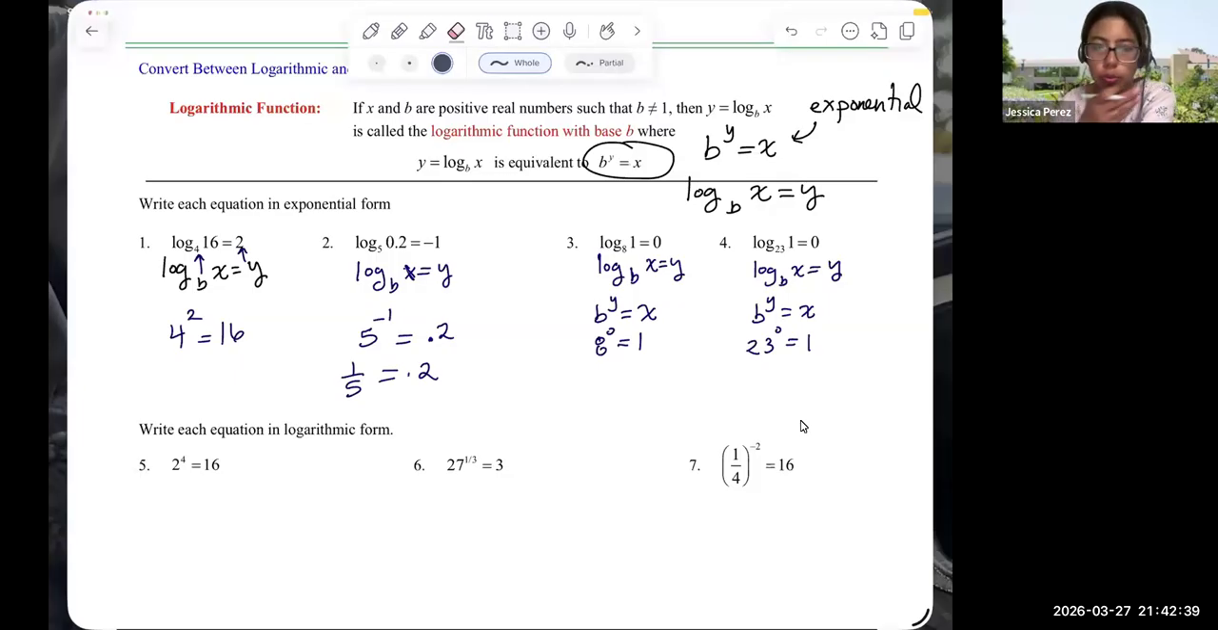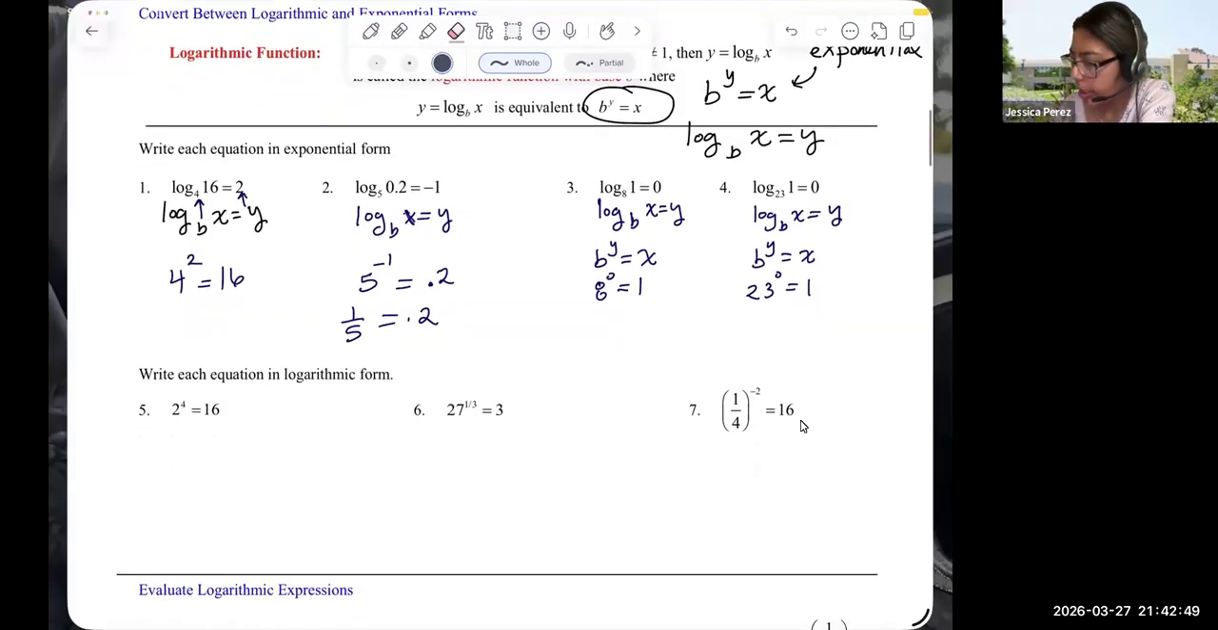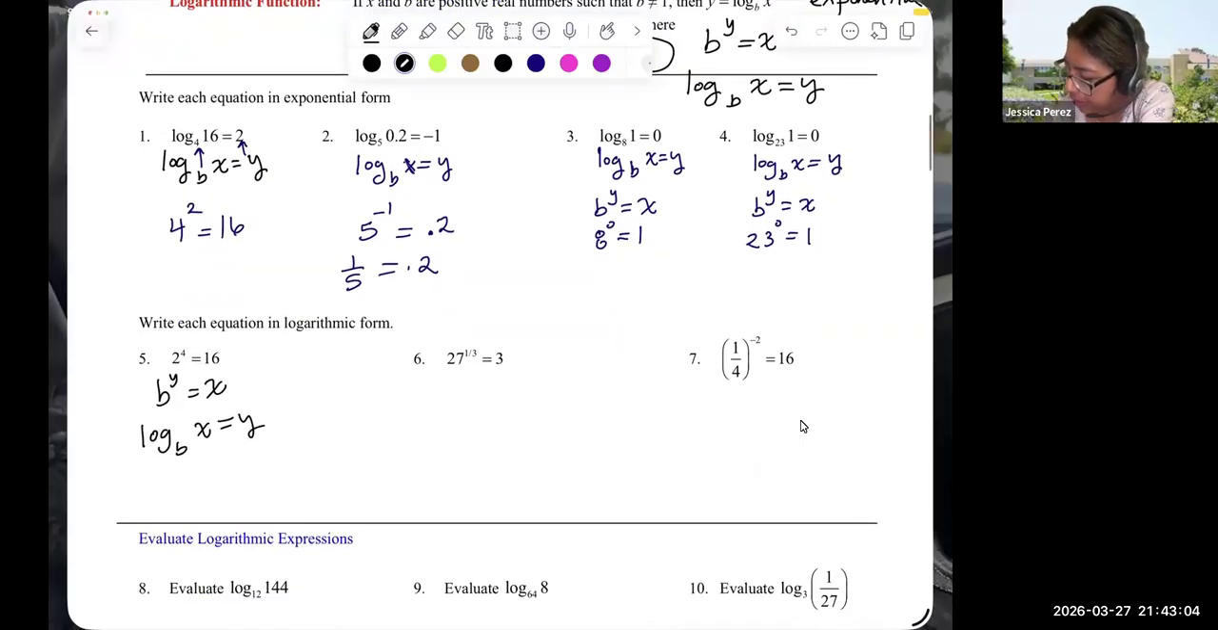Alrighty, everyone. So looking at question number 5. We already did questions 1 through 4. We started with a log, we converted into an exponential. How do we go backwards? So now remember we are going to have b to the y is equal to x. So I have a log base b of x to be equal to y. So now if I define b will be 2, my y will be 4, and my x will be 16. So then I have log base 2 of 16 is going to be equal to 4.